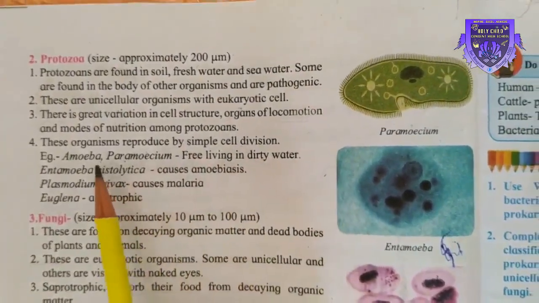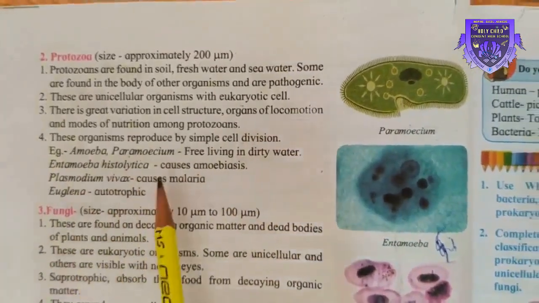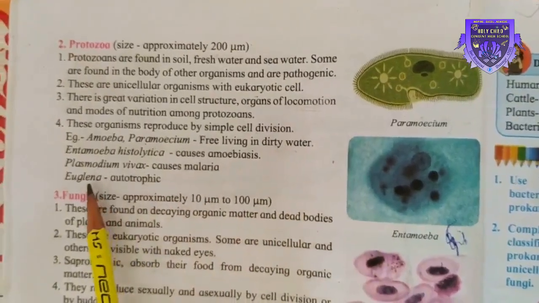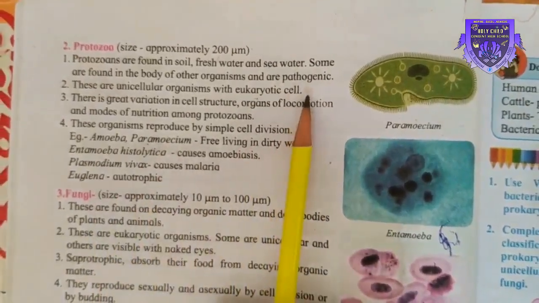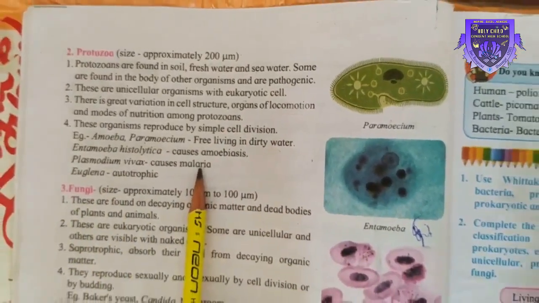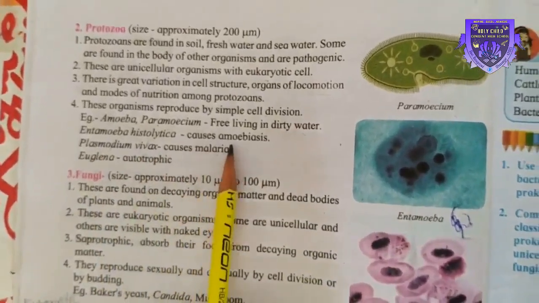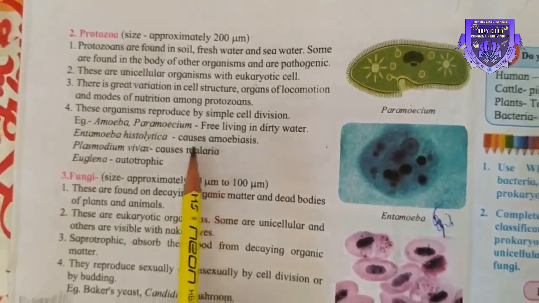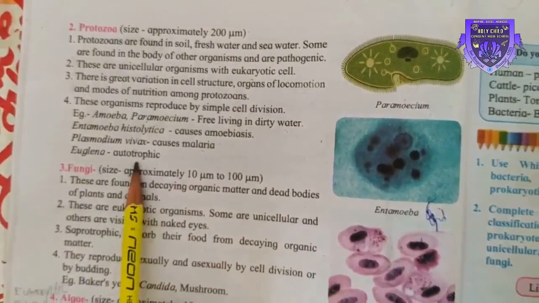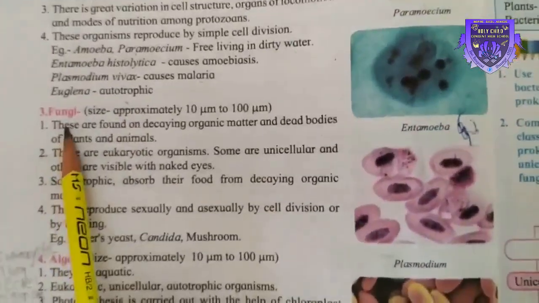If we see the examples, amoeba and paramecium, they live in dirty water. These are all pathogens as we have seen. So Plasmodium vivax causes malaria, and Entamoeba histolytica causes amoebiasis. Euglena is autotrophic, which means it produces its own food. After that, let us see fungi.